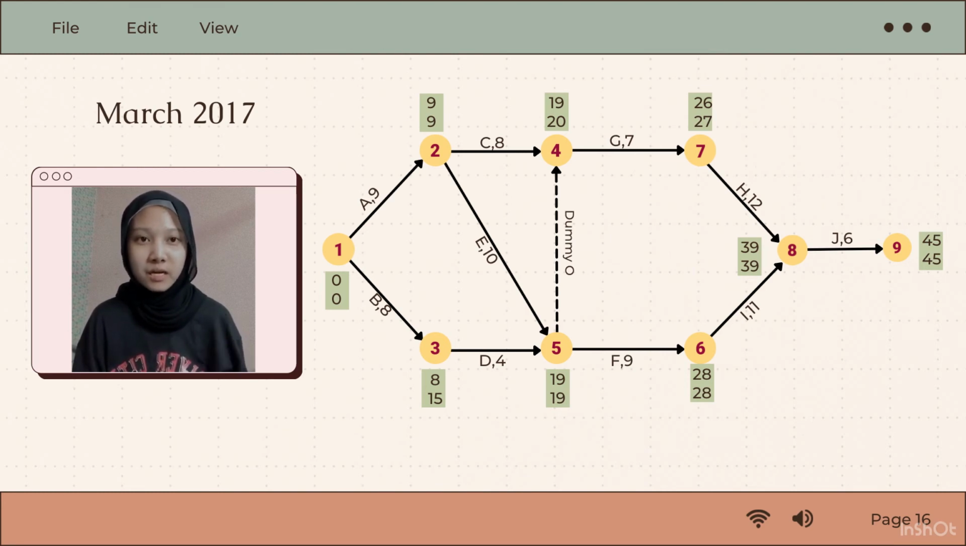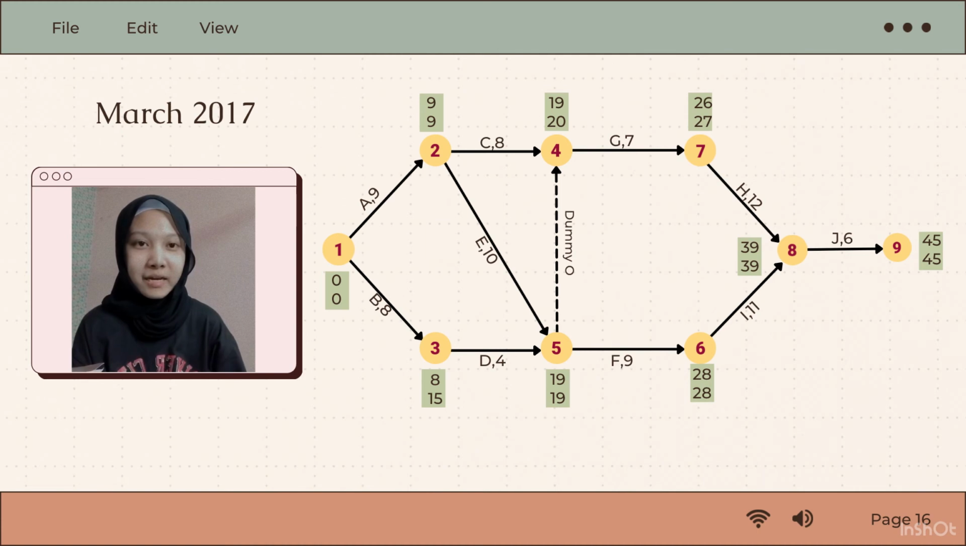For G, we only have 1 head, so 19 plus 7 equal to 26, and F also has 1 head, so 19 plus 9 equal to 28. For number 8, we have 2 heads which come from number 6 and 7. So 28 plus 11 equal to 39 and 26 plus 12 equal to 38. We need to take the highest number. So number 8 is 39. And for the last one, 39 plus 6 equal to 45.